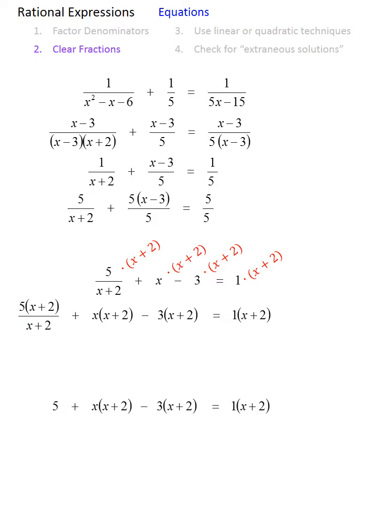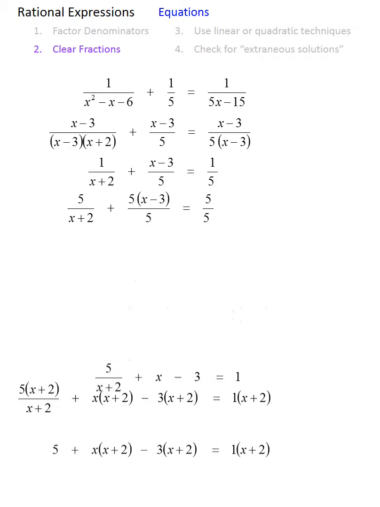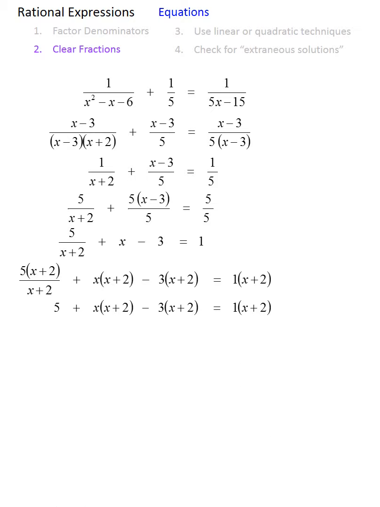And now I'm going to make some more space. Nothing has changed, things have moved, but now I've reached an amazing moment in this problem. Notice from top to bottom, I have gone from having fractions to having less fractions to having no fractions. I have now cleared my fractions, and I'm ready to move on to step 3, using my linear or quadratic techniques. In this case, quadratic equation techniques are going to be necessary again, just like they were in the last problem.